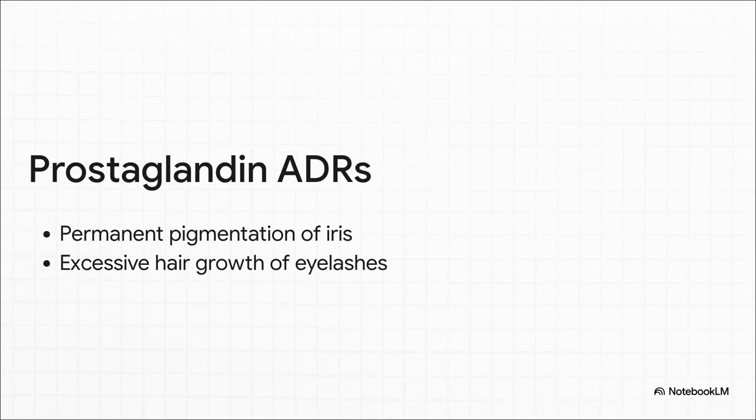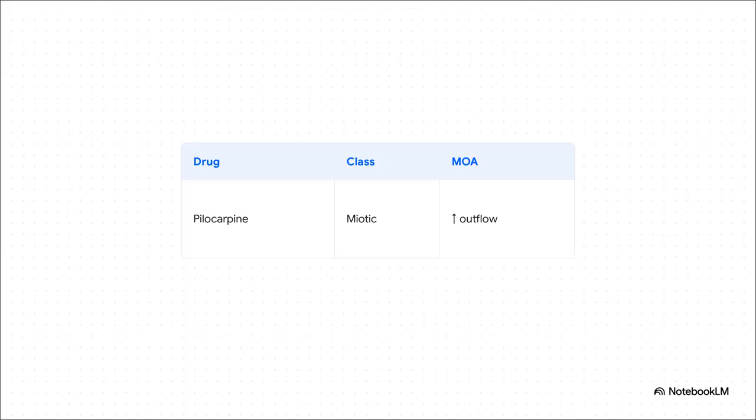These drops cause permanent cosmetic changes to the eye. They literally increase the melanin content in the iris, which can lead to permanent iris pigmentation known as heterochromia iridis. So a patient with hazel or green eyes might permanently develop brown eyes. On top of that, they cause hypertrichosis, meaning a darkening, thickening, and excessive growth of the eyelashes. This side effect is so prominent, actually, that a variation of this exact drug is marketed cosmetically just to grow eyelashes. Pretty wild, right?